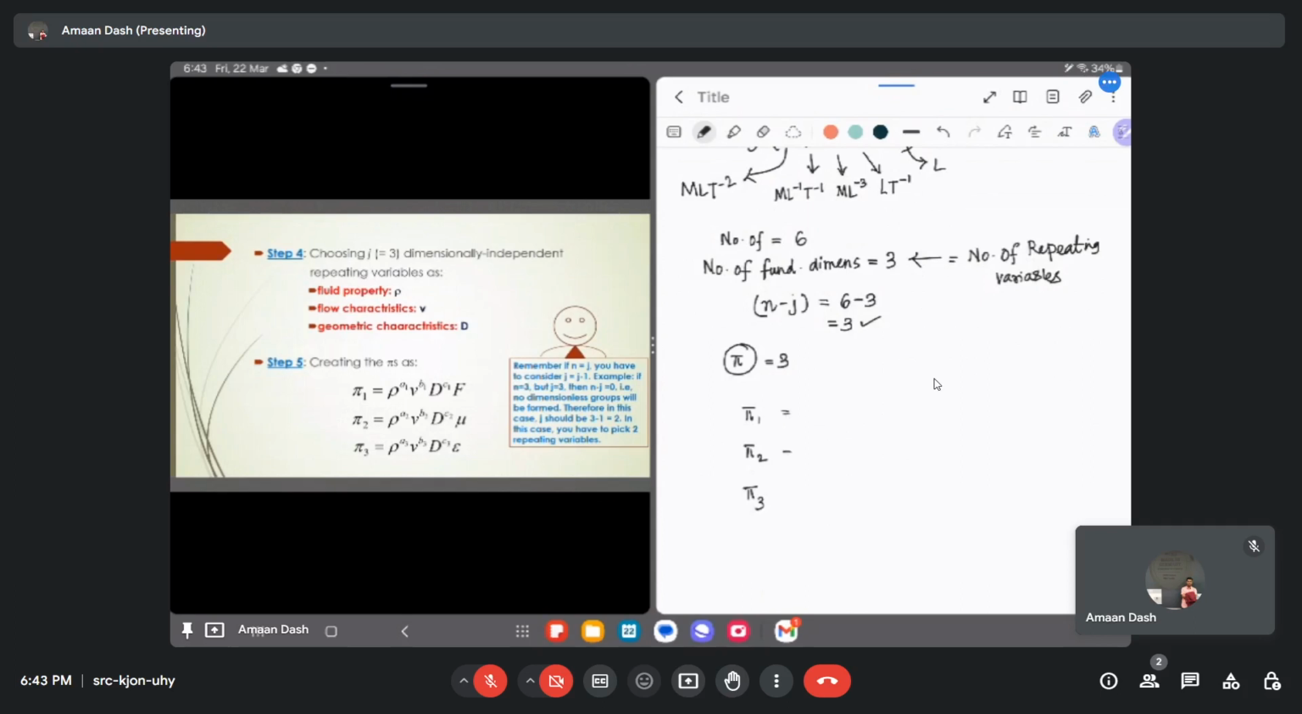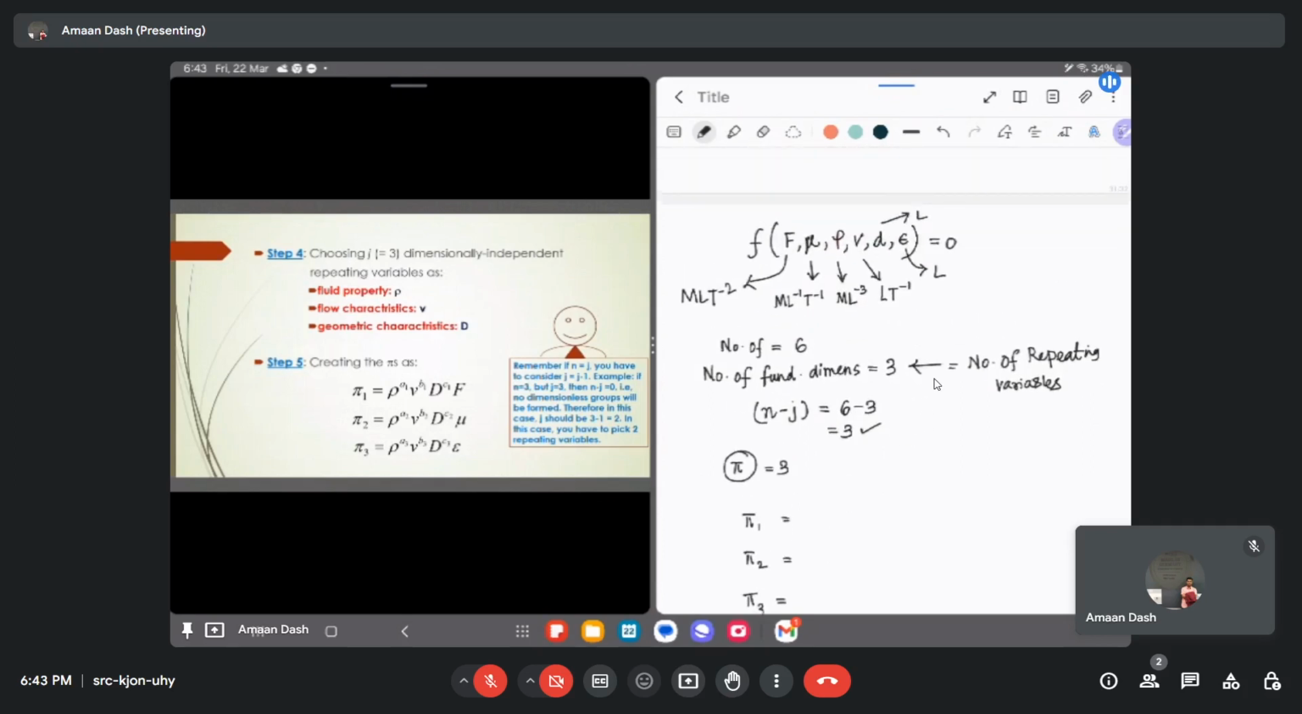And we will be choosing 3 repeating variables, and we have to choose the repeating variables in such a way that one variable could not be created from the other ones. So that is the most important thing, you see. So it is better, let us consider one L, any L we can consider. So let us consider D.